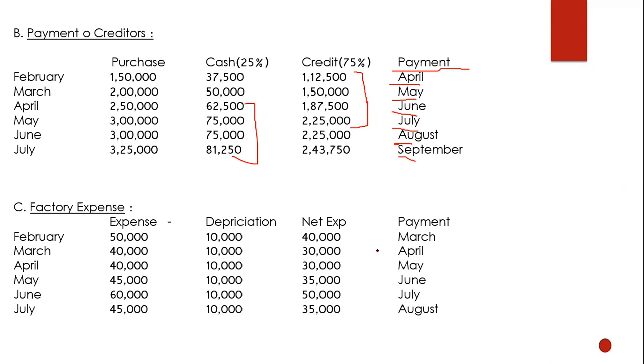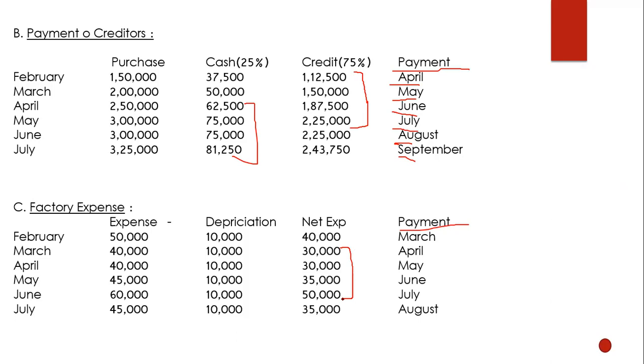Here it will be paid in the next month. So February's payment, here also I have made the column. February's payment will be in March, and so on for April, May, June, and July. So we will consider from April to July this one amount. This calculation can make it so easy to make your cash budget. You will not have to make extra efforts if you have done the calculation properly. That's why I'm trying to emphasize the calculations a lot.